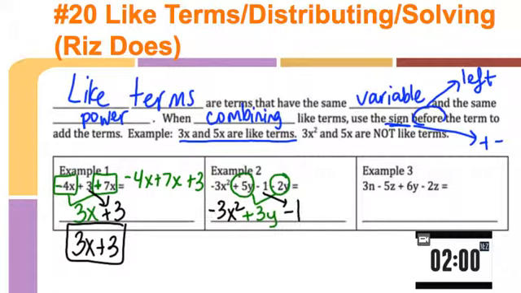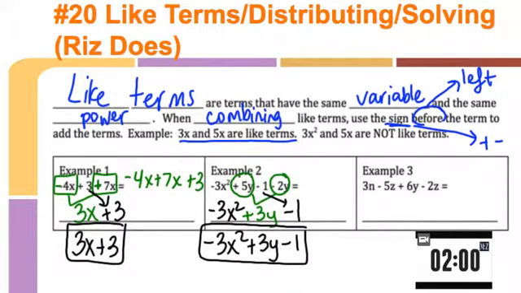Now I ask myself again if I see any like terms. Well, I see an x to the second power, that's not the same as y, and that's not the same as the negative 1 that has no variable. So that's my final simplified expression: negative 3x squared plus 3y minus 1. And here's the final example. If you want to pause here and actually try it on your own, feel free to do so.